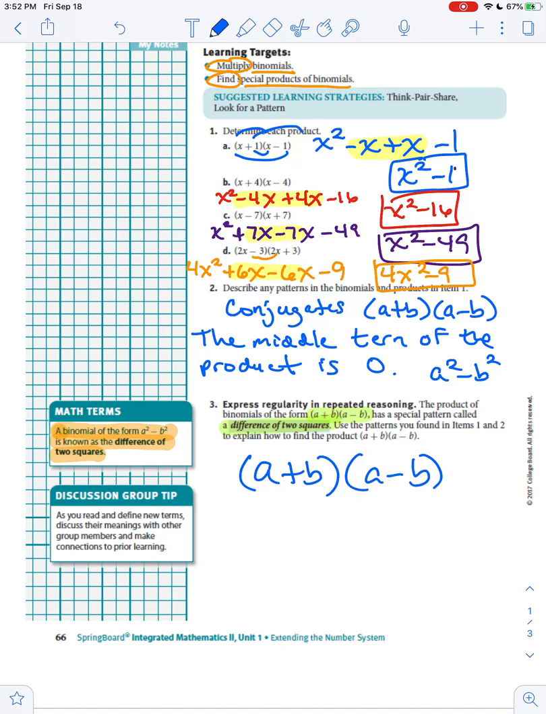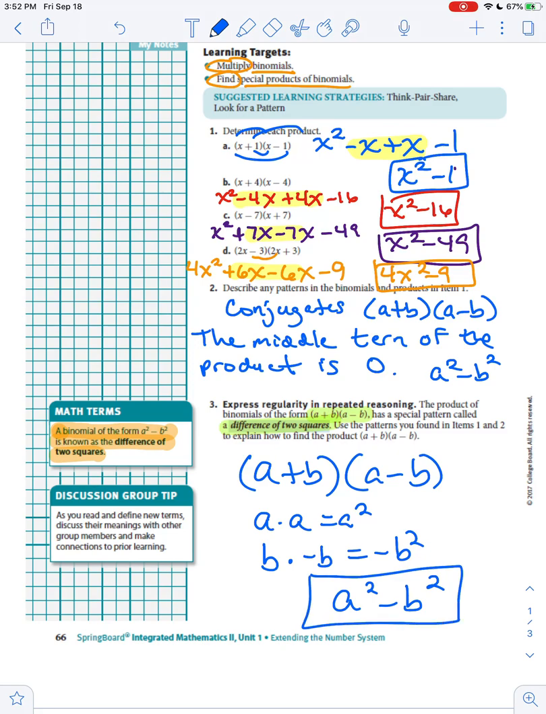But when you notice you have conjugates, when you notice you have a plus b and a minus b, it's a special product. And so really all you have to do is a times a to get a squared, and b times b, well, b times negative b to get negative b squared. And so we get a squared minus b squared. So we end up with a binomial, okay? And that's our special product pattern. So when we have a squared minus b squared, it's always going to come from a plus b and a minus b in that product. So when you recognize those, they're kind of like a shortcut.